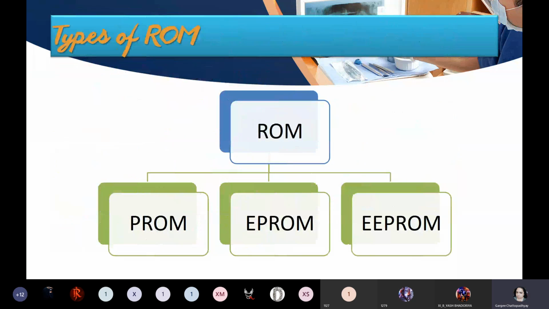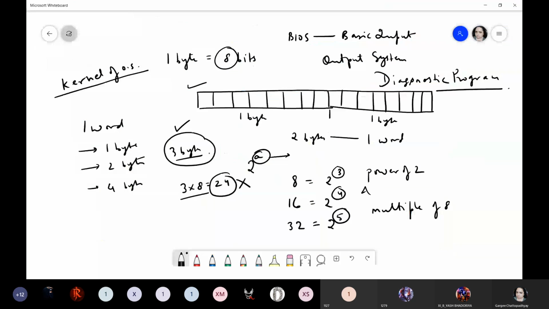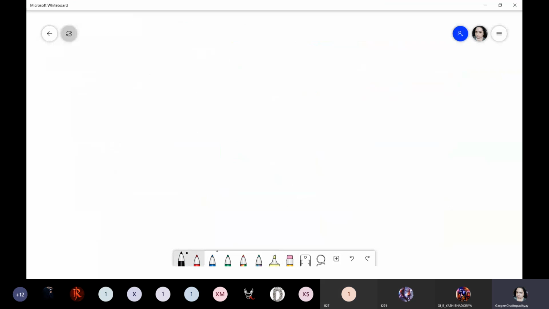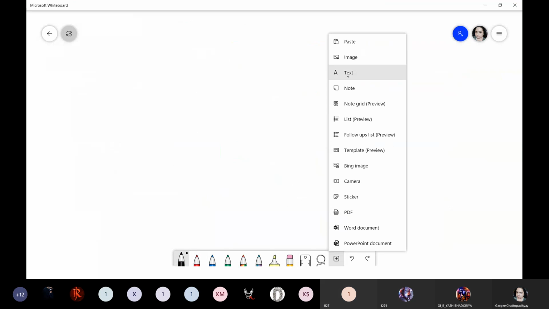There are three types of ROM. Make a note: PROM, EPROM, EEPROM. Now, one by one, you will give me the full forms. What is the full form of PROM? Programmable read-only memory. Very good. It's programmable read-only memory.